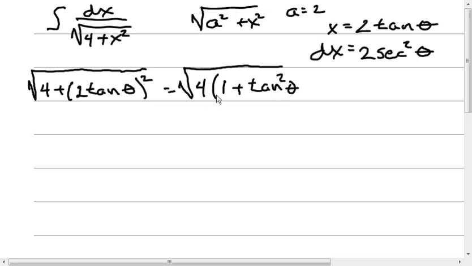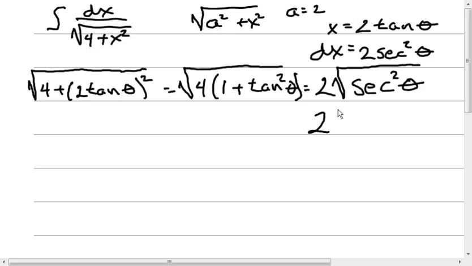But of course, 1 plus tangent squared theta is just secant squared. We can bring out the 4, so this is equal to the square root of 4 times, 1 plus tangent squared, which is actually secant squared. I know I'm belaboring the obvious here. Then the square root of secant squared is simply 2 times the absolute value of secant theta. And that's what our denominator is going to be.